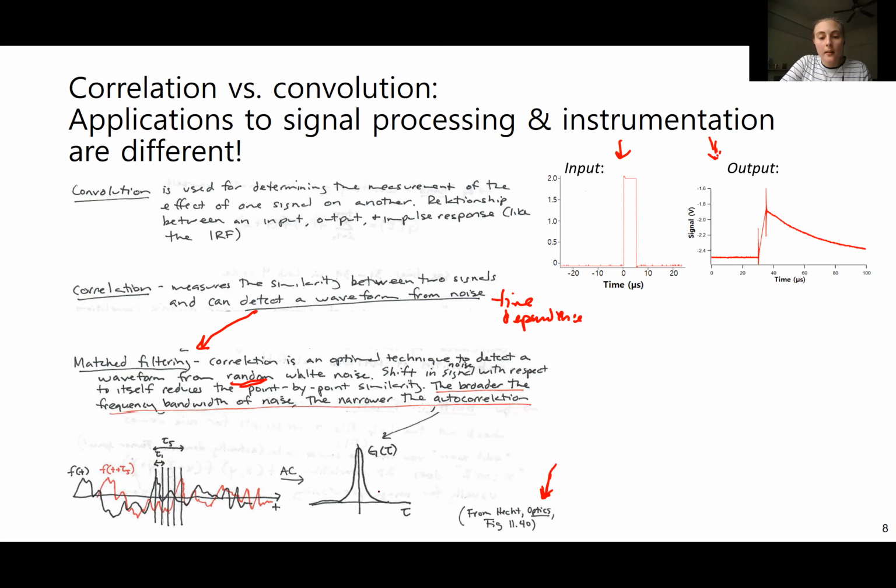So if you have a fast decay of your noise, but then there's also an underlying signal underneath that noise, you should be able to see the shape of the autocorrelation from your signal that would be periodic, which would extend to much greater tau values compared to the noise. So if you're dealing with noise, stick to correlation. If you're worried about instrument response functions, that's where convolution comes into play.